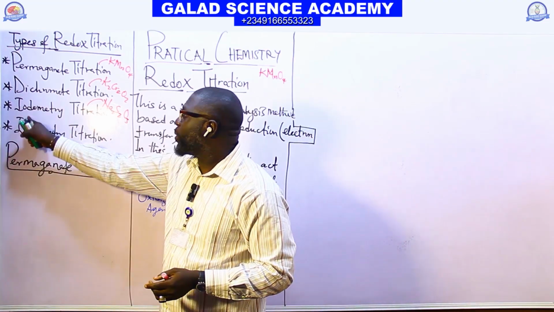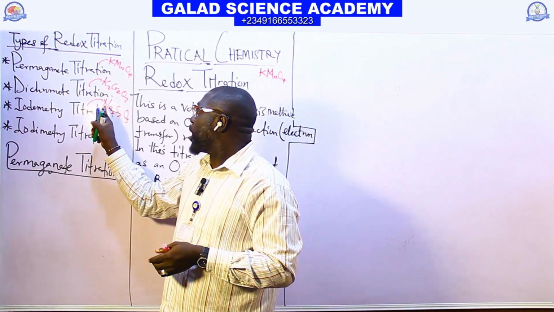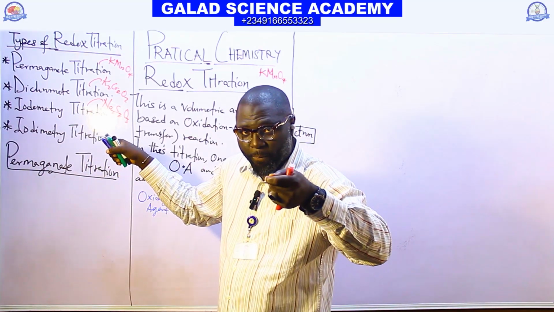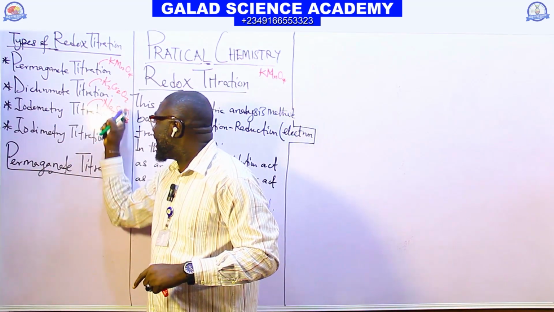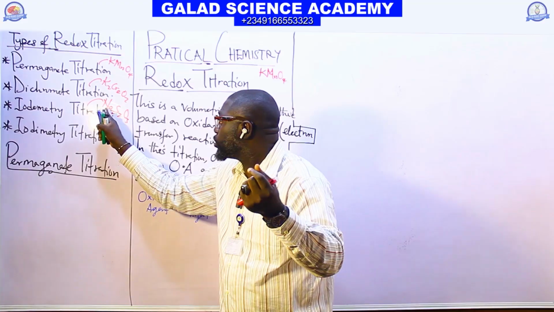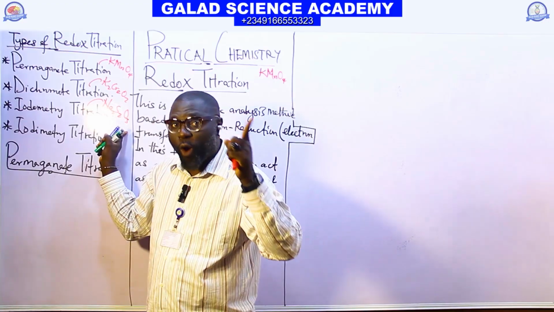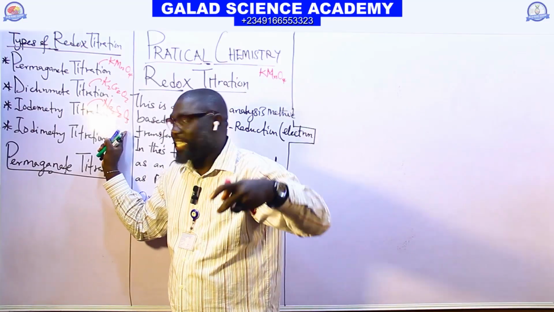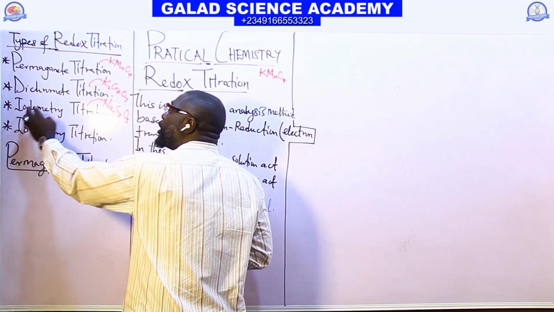This iodometric titration is a titration between sodium thiosulfate and the iodine that is produced from potassium iodide. So whenever we titrate sodium thiosulfate with iodine that is liberated from potassium iodide, and the reducing agent is sodium thiosulfate, it is called iodometry.